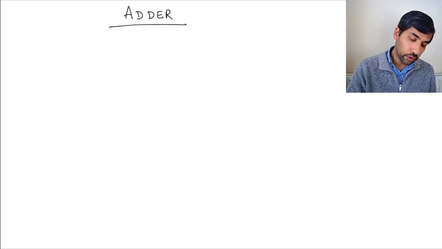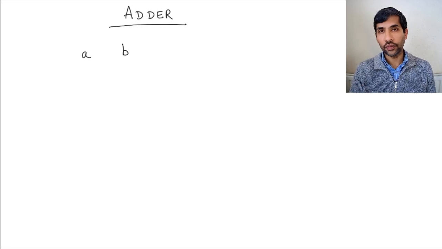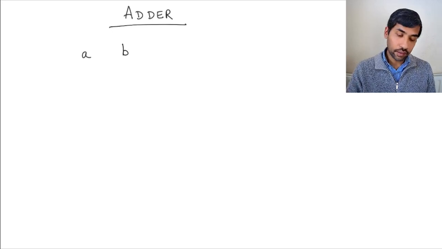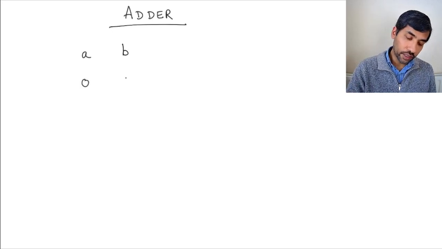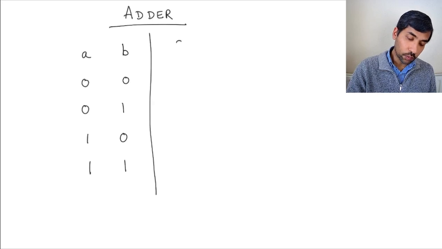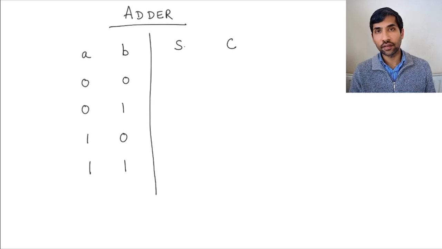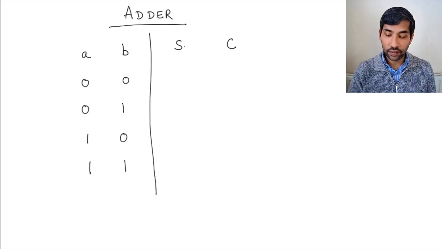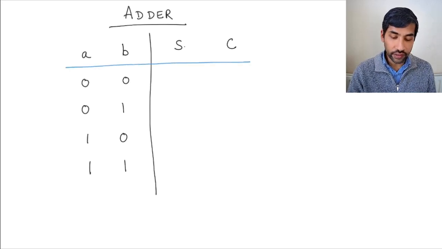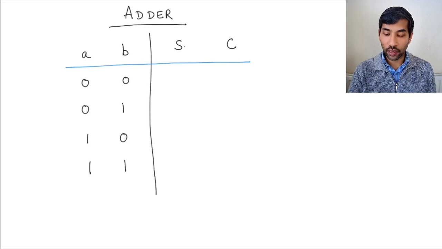So if you have two inputs, let's say A and B, that you are giving in, you'll have four combinations, right? 0, 0, 0, 1, 1, 0, and 1, 1. Now, if you add these two numbers, you get two outputs called the sum and the carry. S represents sum and C represents carry. So let's just see how the outputs work.